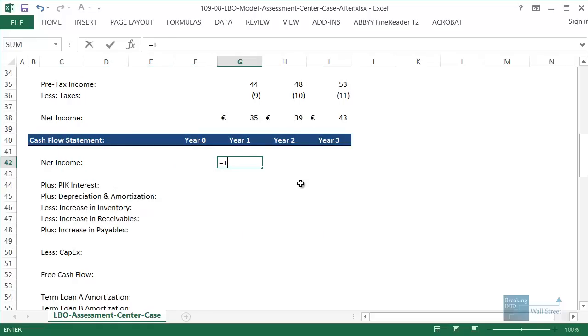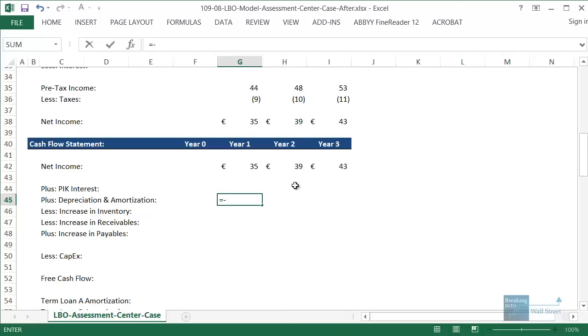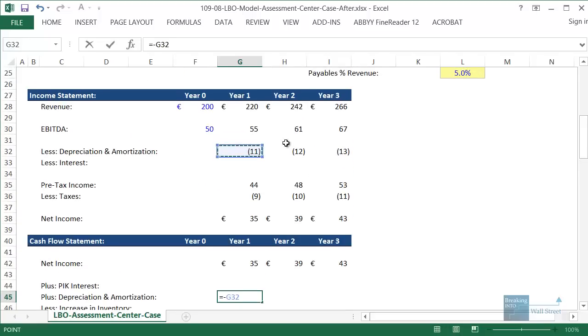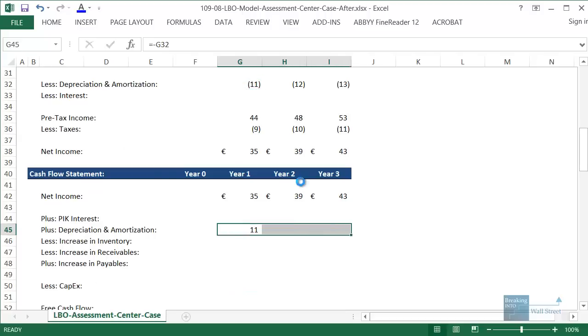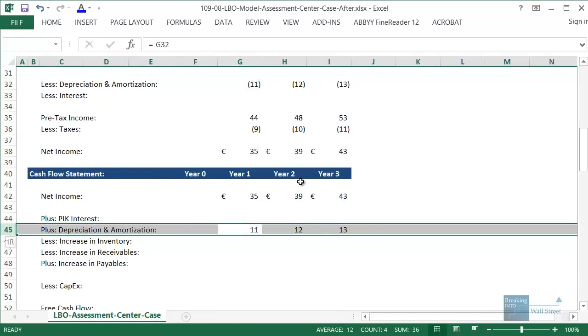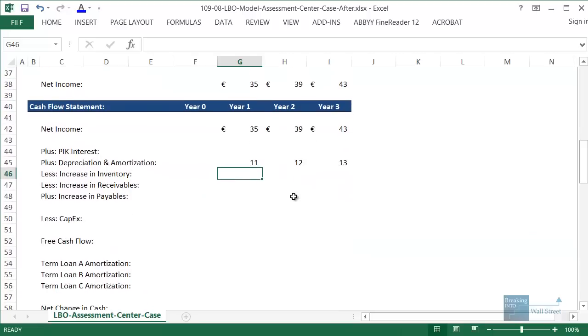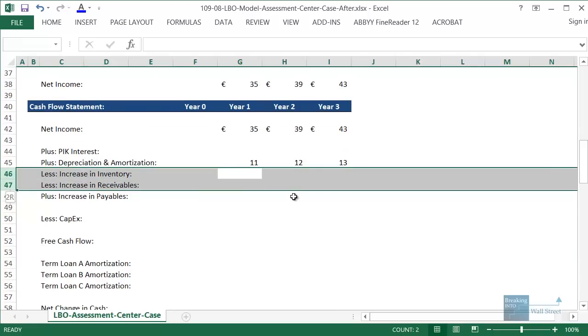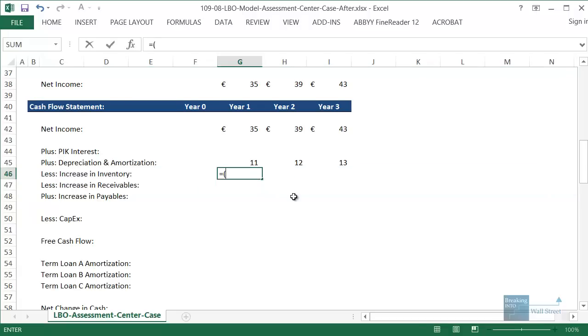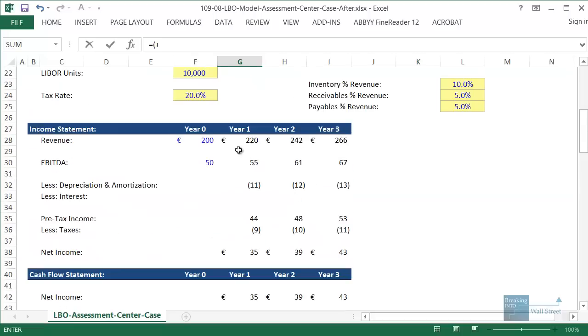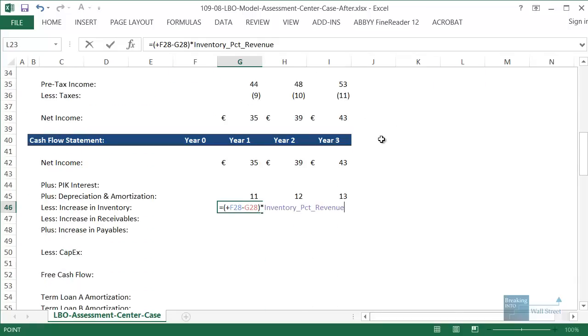For the net income, we can just link to the numbers right above. Depreciation and amortization, we can link to our number up here and just flip the sign to turn this into a positive. So this is a non-cash add back now. Now, for inventory and receivables, these are both going to cost us extra and reduce our cash flow as sales go up and as these go up. So here we can just take our old revenue number, subtract the new revenue number, and then multiply by inventory as a percent of revenue.